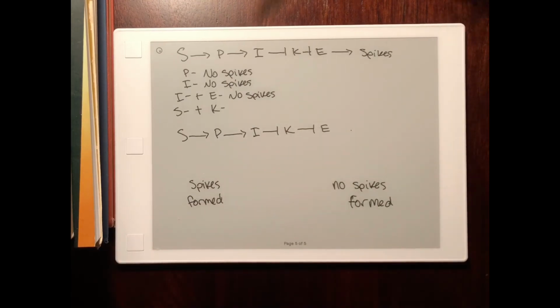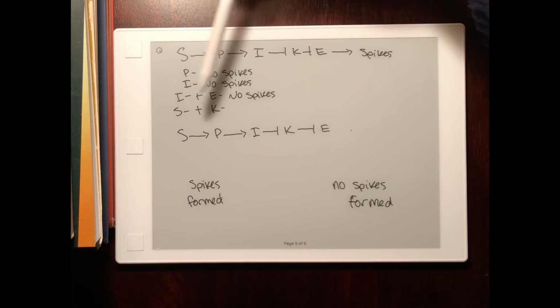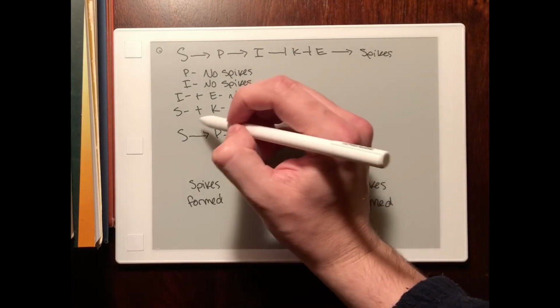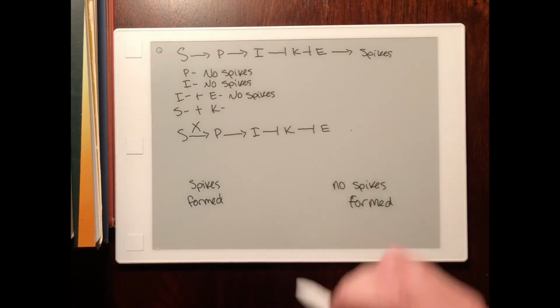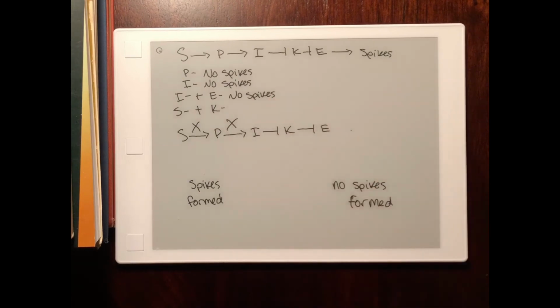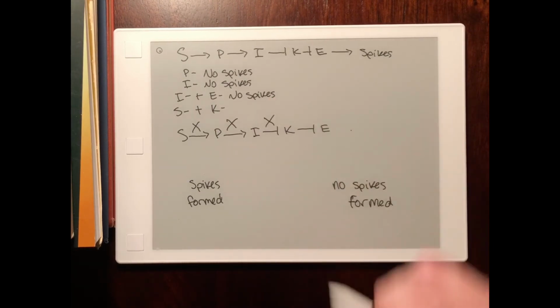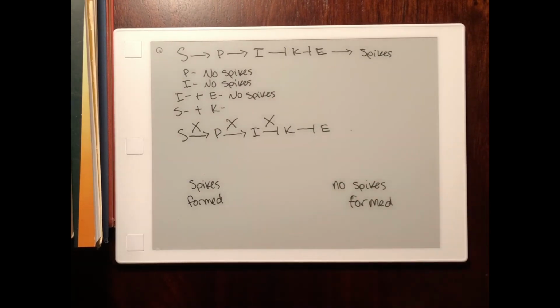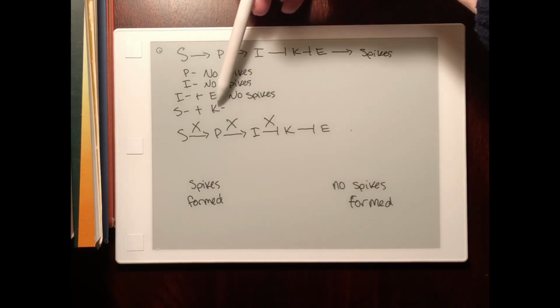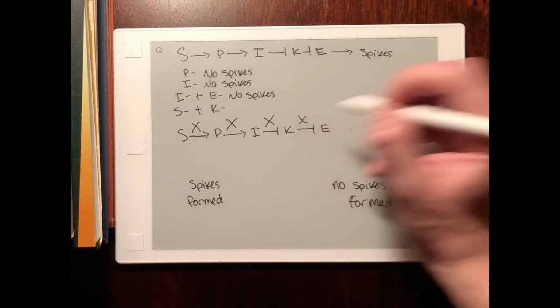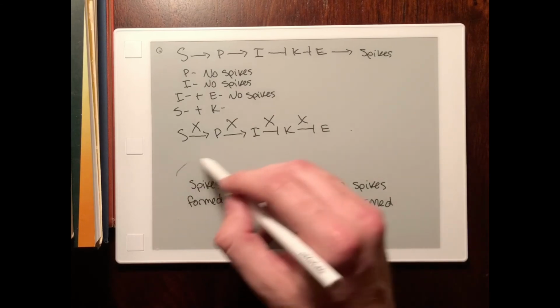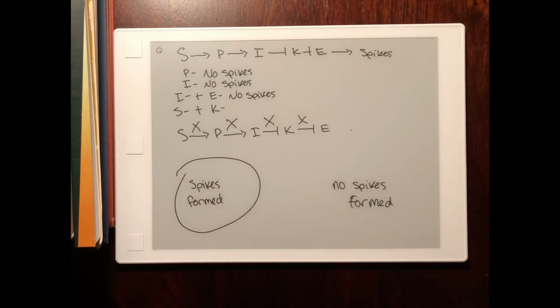And finally, we have a mutation in S and K. So in this case, S would not be able to activate P. So P would not be able to activate I, which means that I would not be able to repress K. But since K was mutant, it is not able to repress E, which means that in this case, spikes are able to be formed.